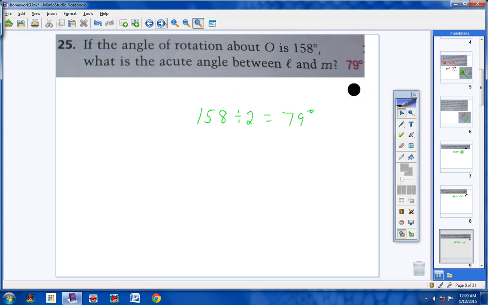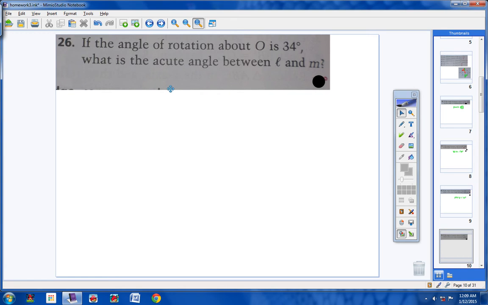Alright, let's take a look at number 26. If the angle of rotation, so once again, guys, they're giving us the angle of rotation here, okay? They're giving us the angle of rotation, and they want us to find the angle between lines L and M.